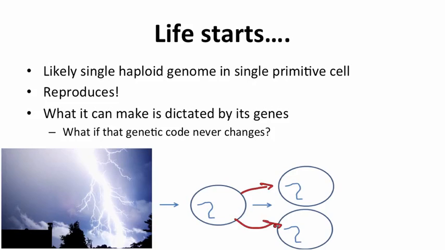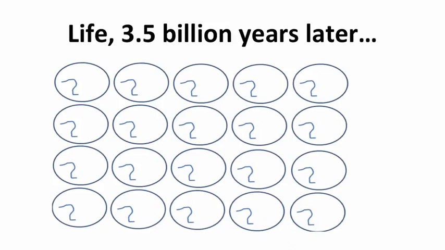Now let's imagine hypothetically that the genetic code that was found in that original cell never ever changed over the 3.5 billion years of time. What would life look like on the planet today? Well, the answer is if it never changed and if its genetic code is dictating what it can make, basically life would look like this today. There'd be a lot of copies of that simple haploid genome in cells all around the planet. That's obviously not what we see today.